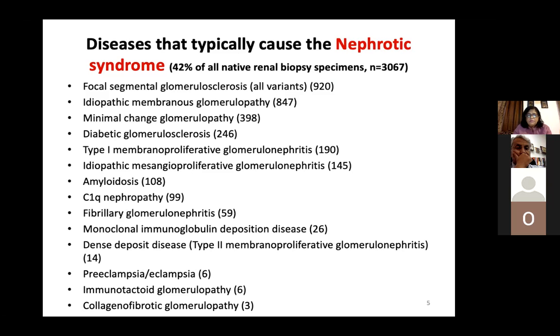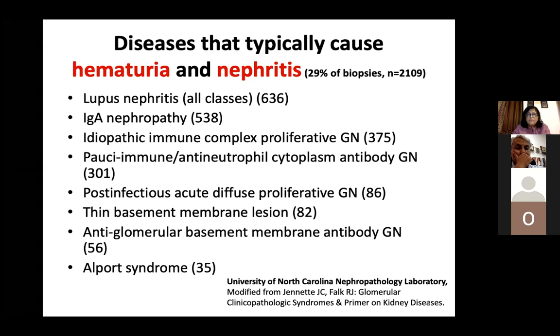Kidney has a very limited way of reacting, and what it is reacting to, that information we get from immunofluorescence, right? So the combination of light microscopy and immunofluorescence makes the diagnosis. And in the same clinical scenario, there are more than 15 causes which could result in similar morphological features.